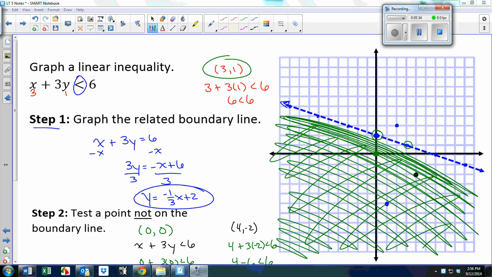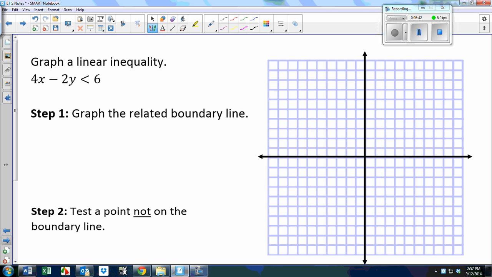Sorry, I had to pause the video there. And so that concluded our first question, graphing that inequality. So let's try another one.